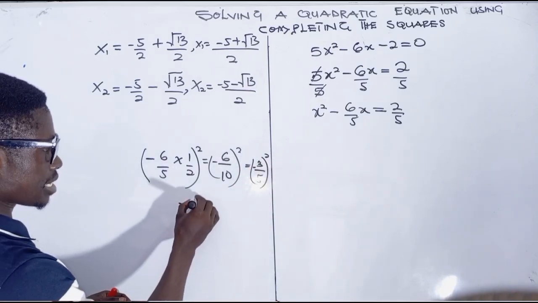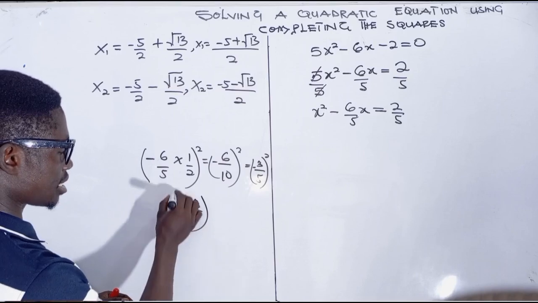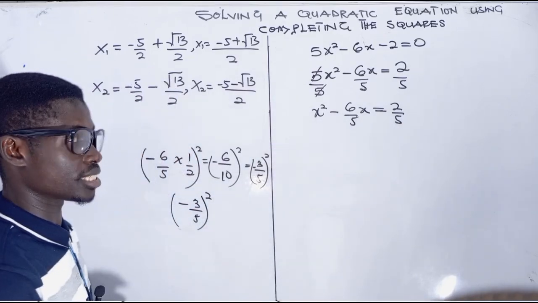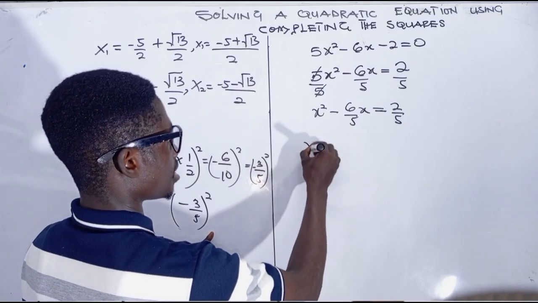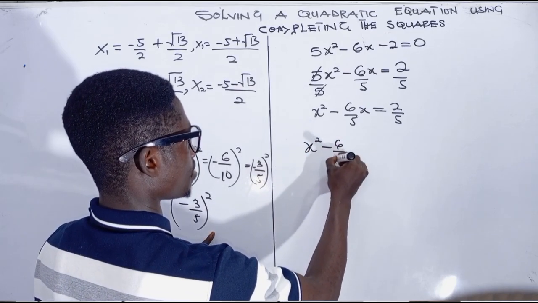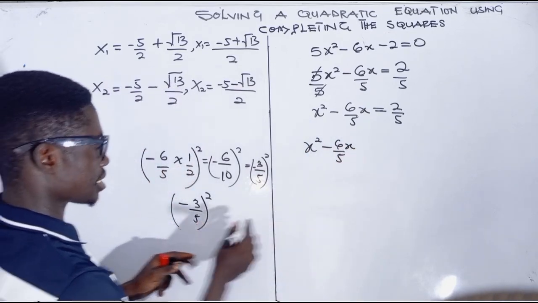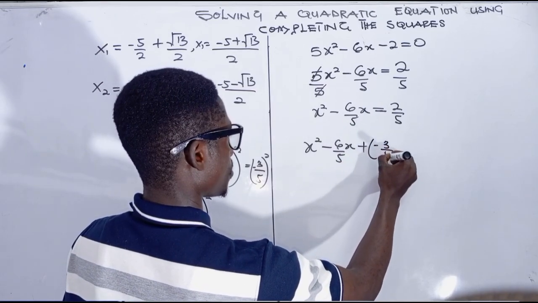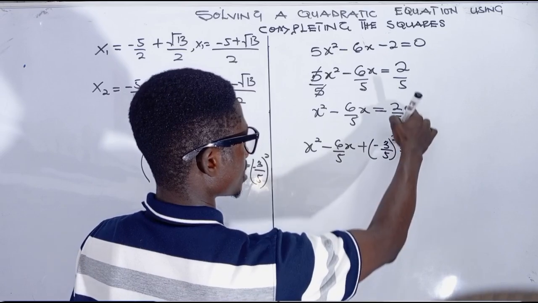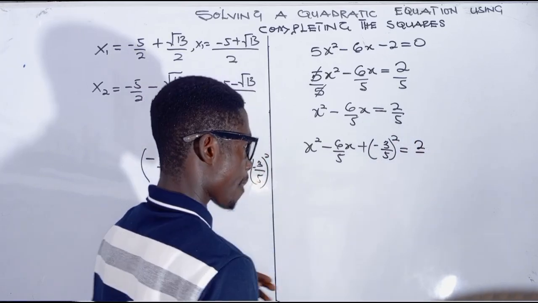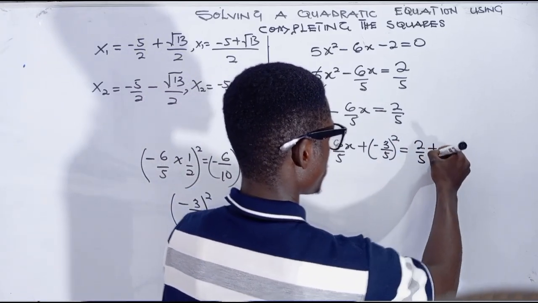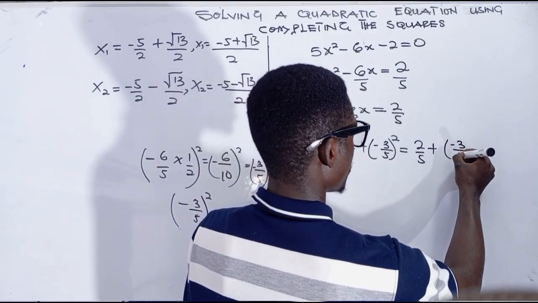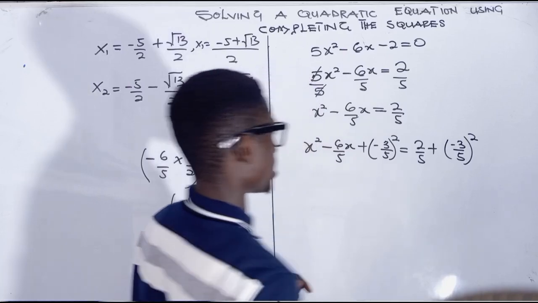So once we have this, minus 3 all over 5 squared, we are going to add this to both sides of the equation. So we are going to have x squared minus 6 all over 5 x. Then we add this, so we have plus minus 3 all over 5 all squared is equal to 2 over 5 plus, we add this, minus 3 all over 5 all squared.